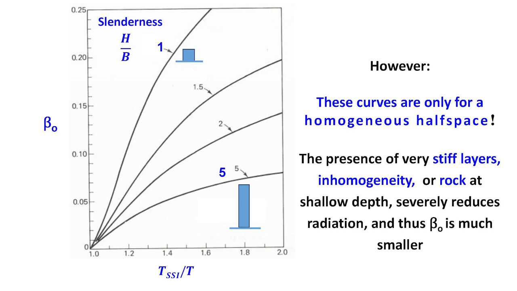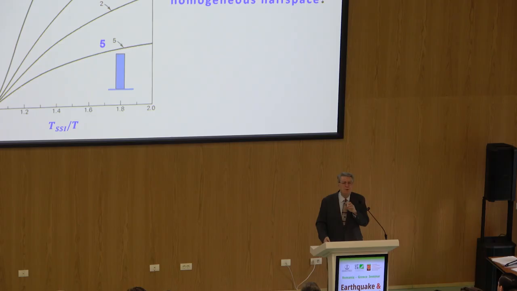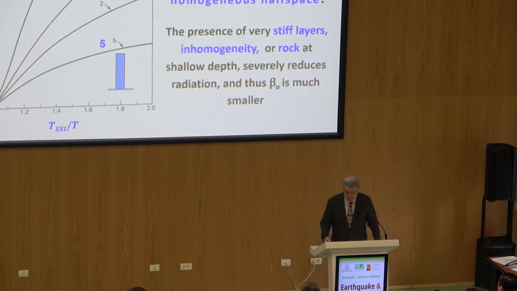And in addition to this, note that these curves, which are in the literature, in the codes, are for homogeneous half space. Now, homogeneous half space may be good for stiffnesses, it's not very bad. Is it for damping? Not really. The presence of stiff layers in homogeneity or the presence of rock nearby very significantly affects and diminishes this damping.